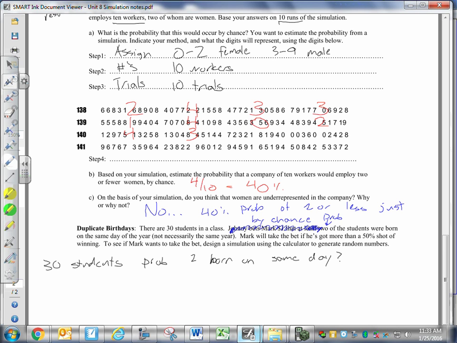Here's how we're going to simulate this process of having 30 people in a class. You are going to pull up a set of 30 random integers, and there are 365 days in the year. Let's see if we can just do a random integer between 1 and 365. Now, how do you get the random integer? You go to math and then over to PRB. I'm going to do it on my calculator as well. And we want 30 of them.